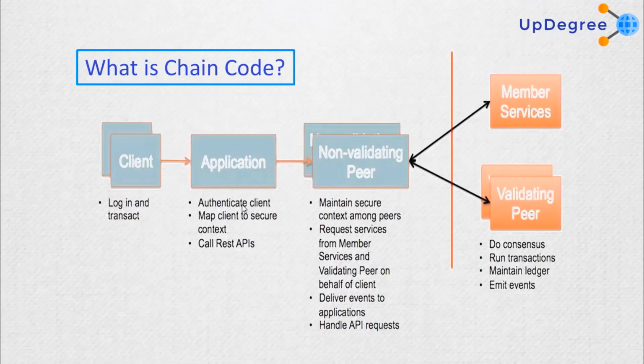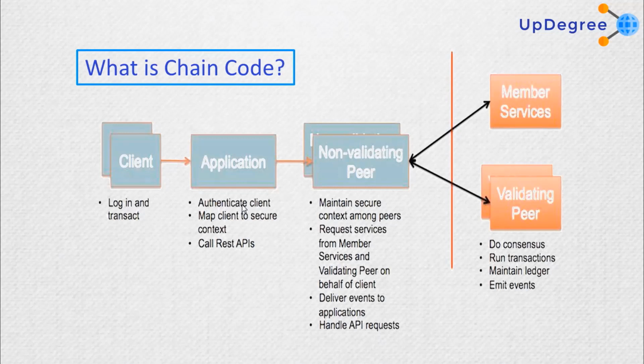So here it is. Your client logs in and transacts. There's an application. It authenticates the client. It maps clients to secure contexts, and it calls REST APIs, and it understands whether it's a validating or non-validating peer, and it handles the API request. If it's a validating peer, it does consensus, runs transactions, maintains ledgers, and emits events. Also, it understands this using the member services.